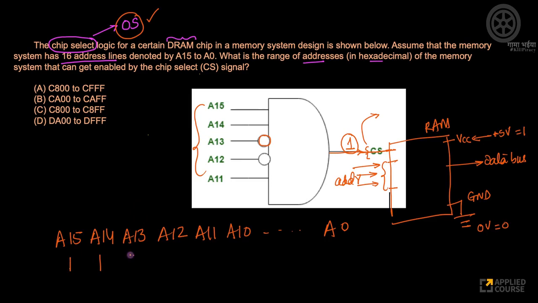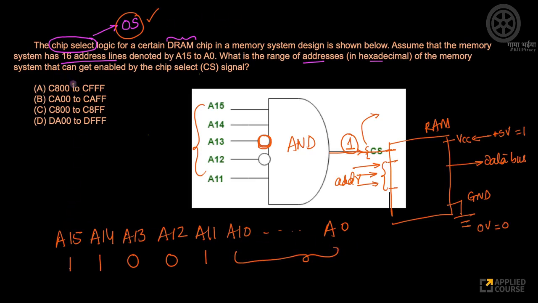When A13 equals 1, this gate, as you have learned in digital logic circuits, is a logical OR gate. Sorry, this is not a logical OR. This is a logical AND. I'm sorry, my bad. So this is a logical AND gate, not an OR gate. So now this has to be 0, and similarly A12 also has to be 0. A11 has to be 1. These bits can be anything.